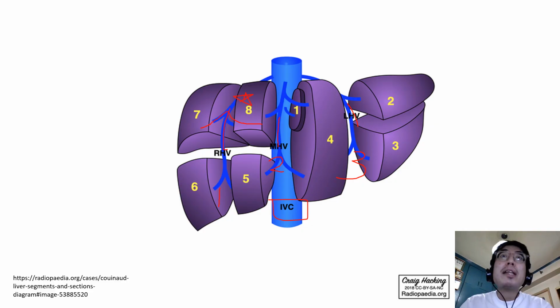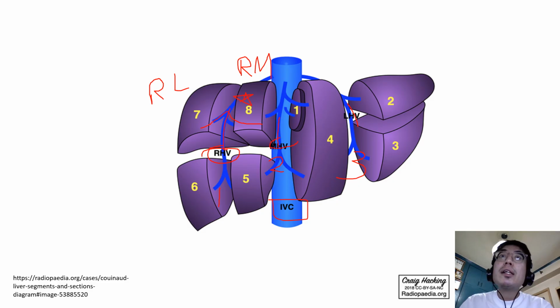The right hepatic vein, located in the right intersegmental fissure, divides the right lobe into the right lateral, also known as the right posterior, and the right medial, also known as the right anterior sections.